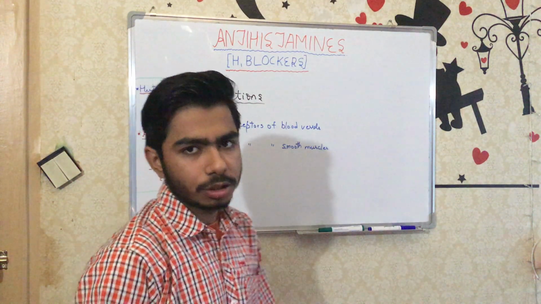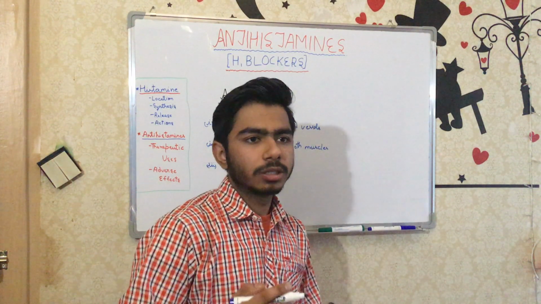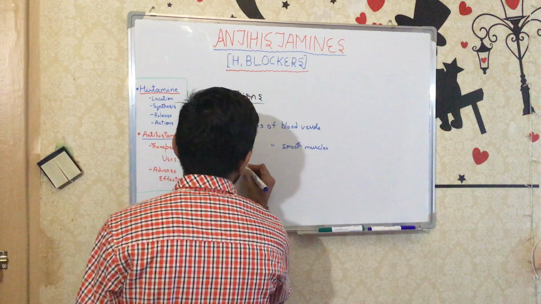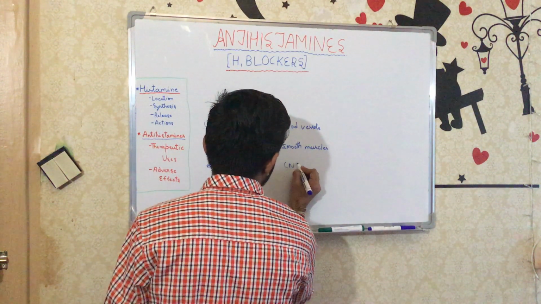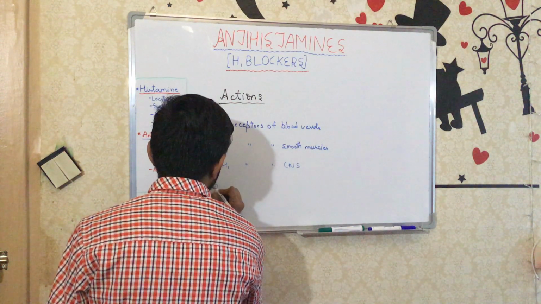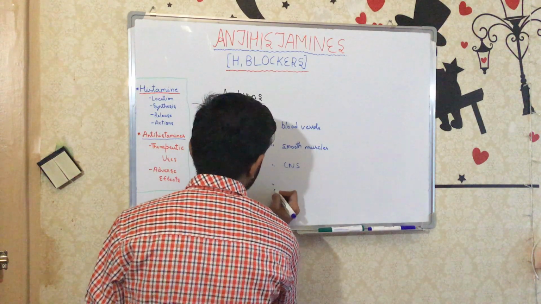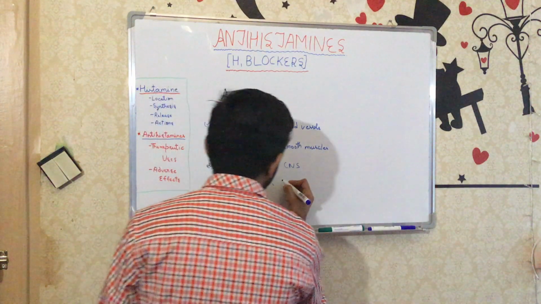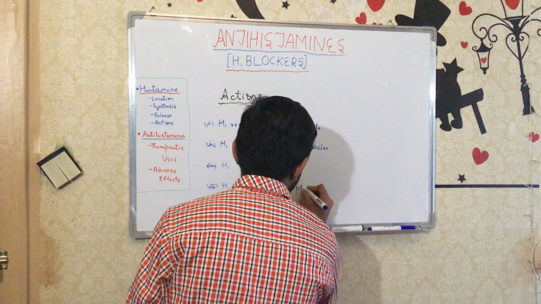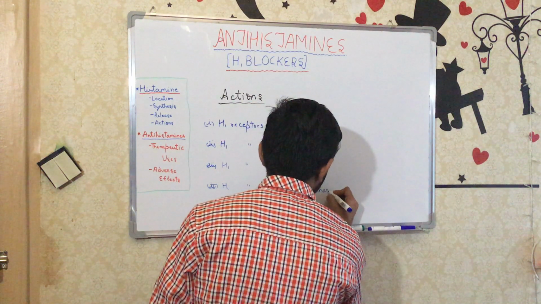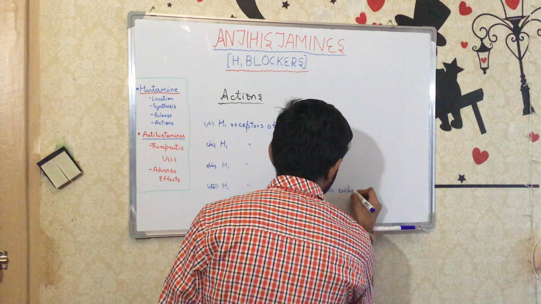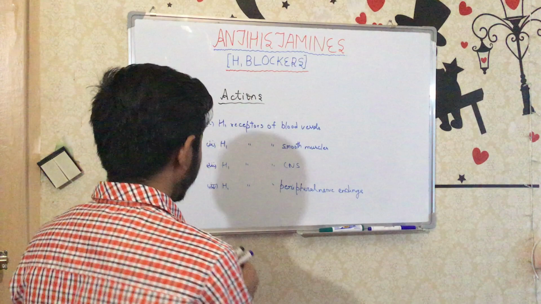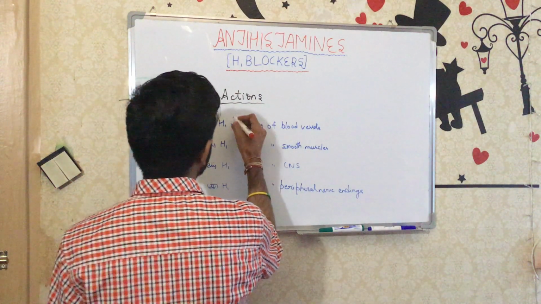As histamine is a chemical messenger, as I already mentioned, they also act as a neurotransmitter in the CNS. So they can bind over there also, H1 receptors, CNS for example. And fourth one, the H1 receptors of peripheral nerve endings. For example, they are innervating our skin. Peripheral nerve endings.